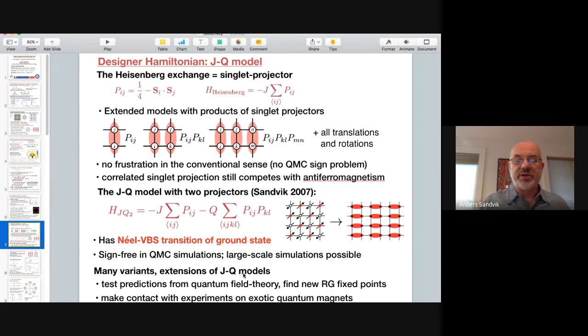We can also do things that we've never done with the field theory. We can try to find new ground states, new RG fixed points, and hopefully if we do that, we can convince the theorists to look at them from the field theory perspective as well. And we can also make contact with experiments, as I will explain soon.